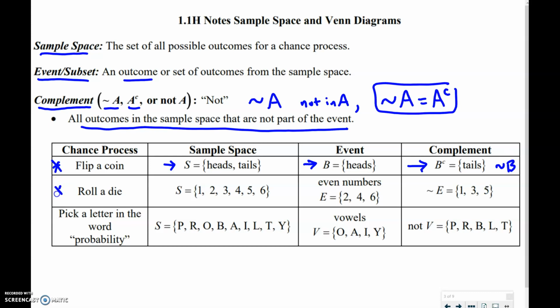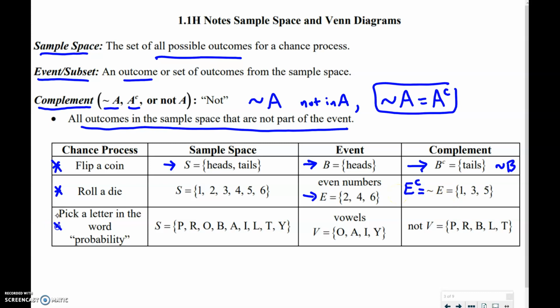When we roll a six-sided die, now if we don't say otherwise, we assume it has six sides. There are six possible outcomes, the numbers 1 through 6. That's our sample space. All the outcomes, all possible outcomes. If we set up as our event, E being the even numbers, event E is the evens, then we have 2, 4, and 6. And then the complement of that, or the not E, remember this is the same thing, they mean the same thing, would be the odds, 1, 3, and 5.